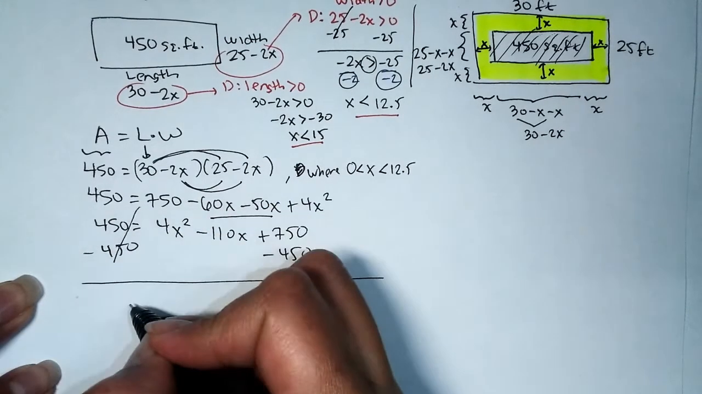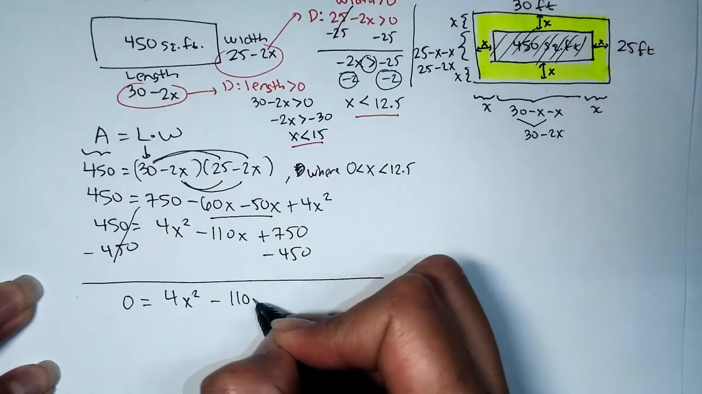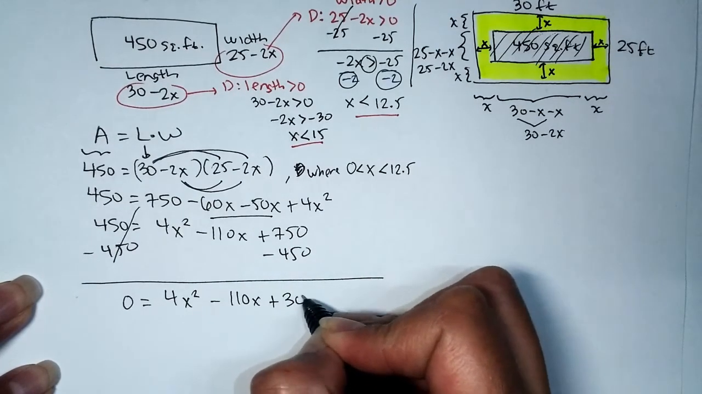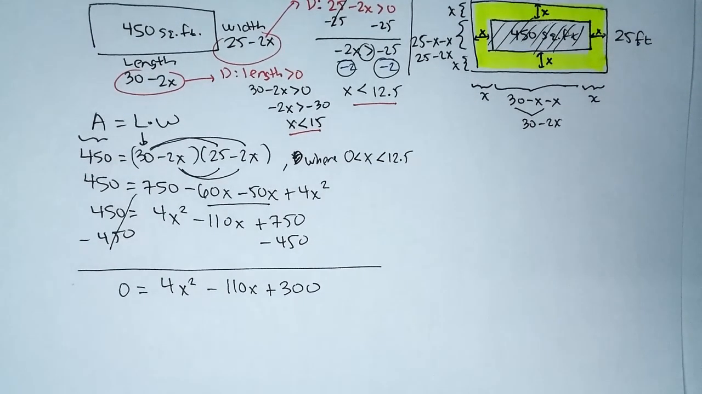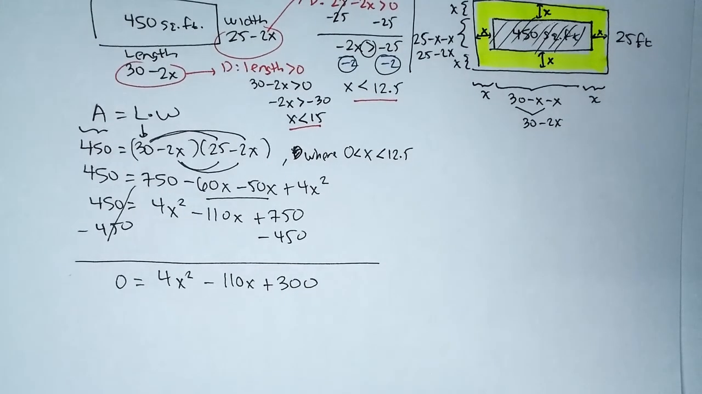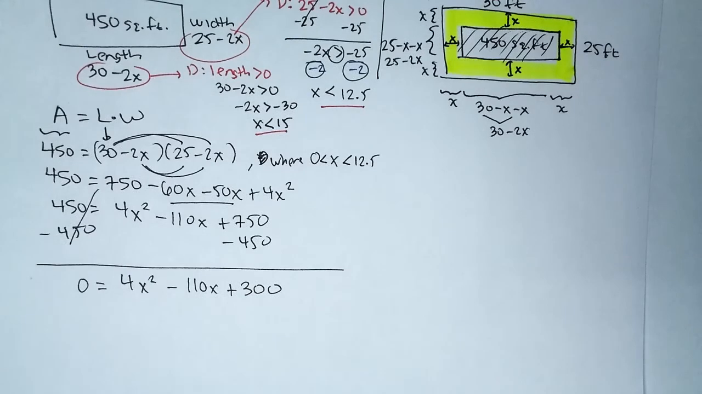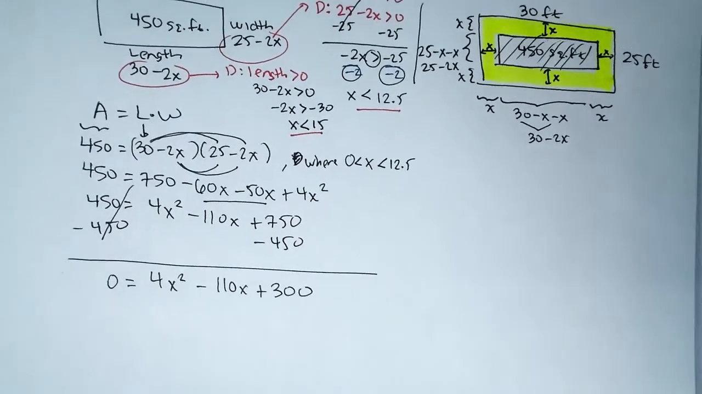And that will give us 0 is equal to 4x squared minus 110x plus 300. Okay, I think. Fantastic. So let's go ahead, take our time, and then write down the quadratic formula. Give me a second. Alright, I found it. Okay, cool. So where was I? We're going to solve this equation by using the quadratic formula.